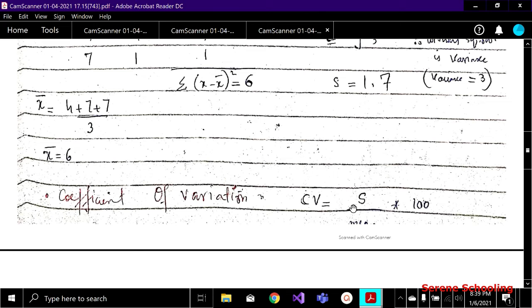And ultimately from this formula you definitely need to find the standard deviation, and from that you can get your variance, right? So standard deviation over the mean of that data into 100 gives you the coefficient of variation. Where the coefficient of variation is higher, there your data is more variable and it is less consistent, right?